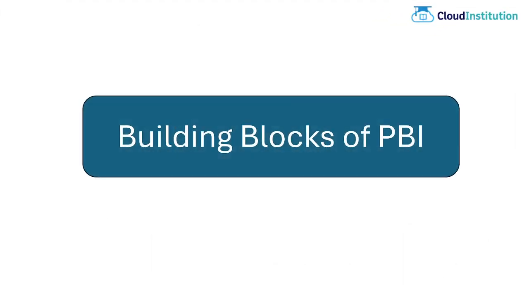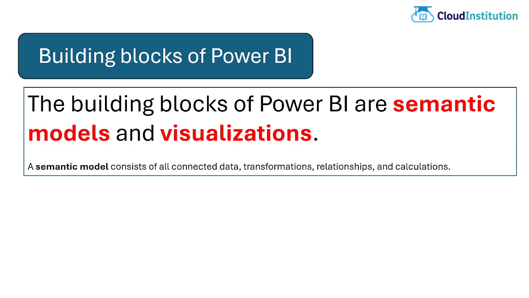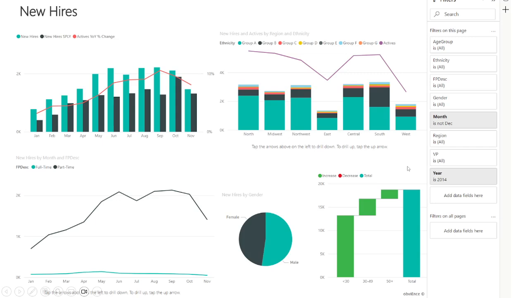Next, if you look at the building blocks of a Power BI complete delivery, there are two things. One is the semantic models and then the visualizations. Now, a semantic model consists of all connected data, transformations, and relationships and calculations. Now, we are going to explore them one by one. This is just an introduction. And you know that visualizations are nothing but the graphs like what you can see here, right?